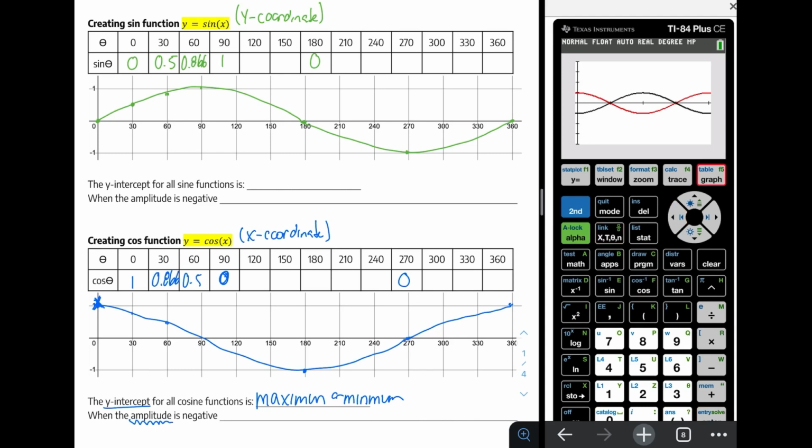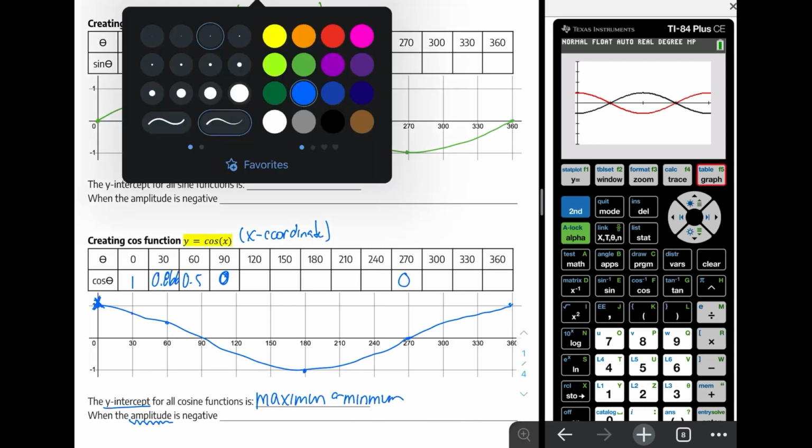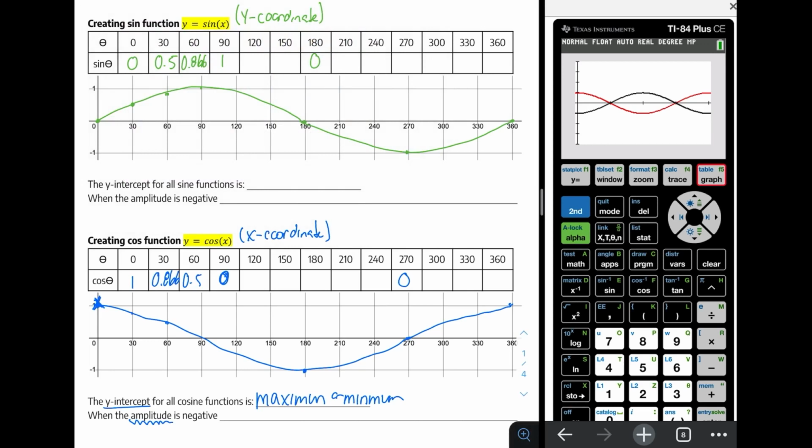Negative cosine of x, that is the black curve. So this black curve has a negative amplitude, and maybe we can graph it on here. If our amplitude is negative, then the y-intercept is a minimum. And if we graph it, we're starting at -1 instead, and then after one full rotation, we are at the maximum.